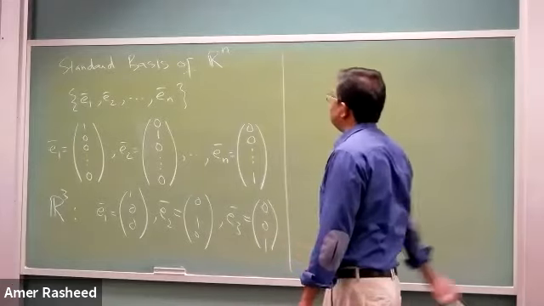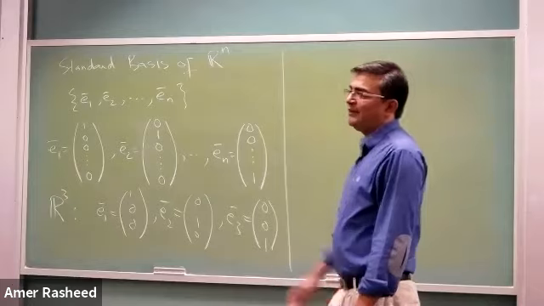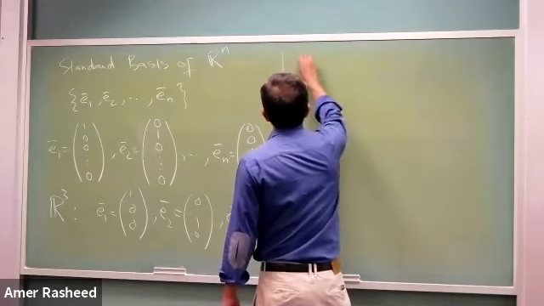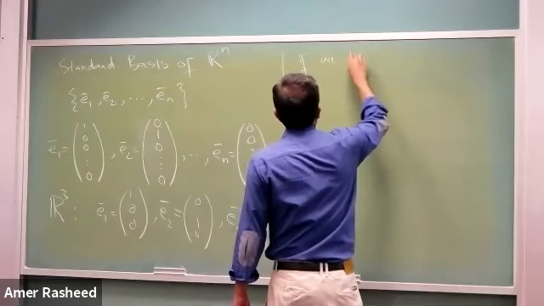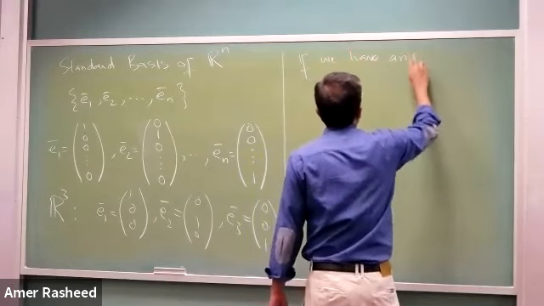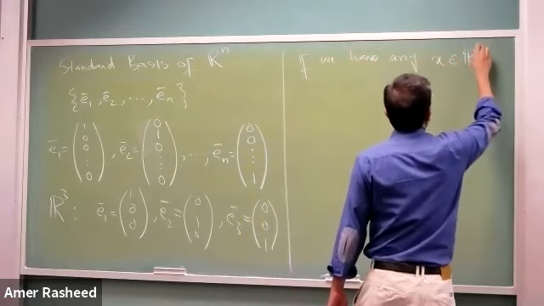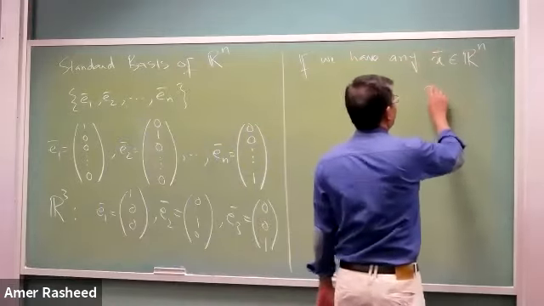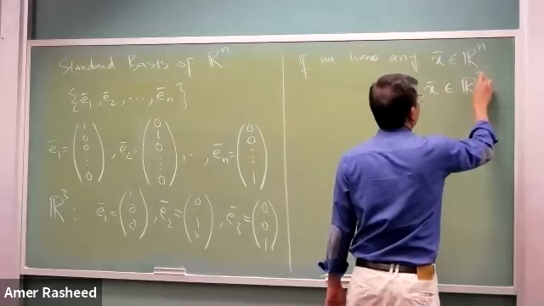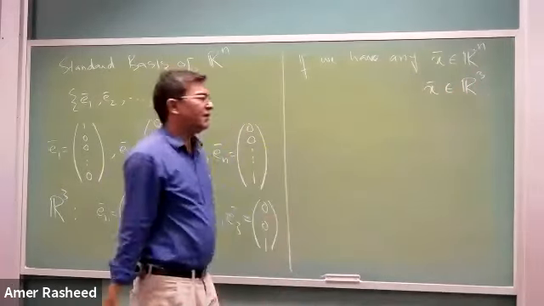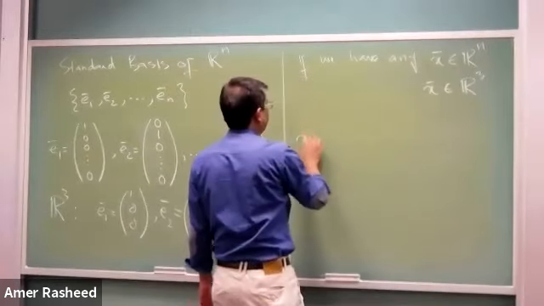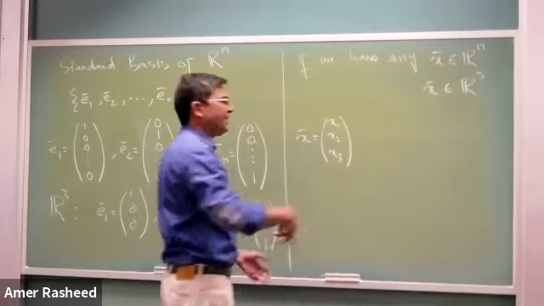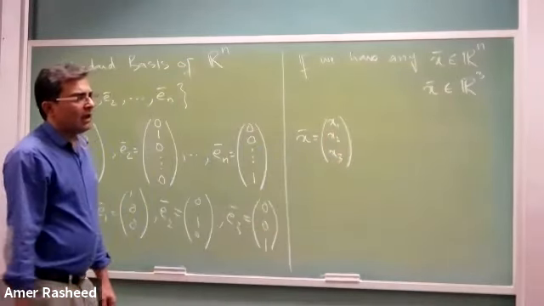Any element in Rn can be written as a linear combination of its standard bases. How do we write it? For example, if we have any x belonging to Rn, x is a vector in Rn. For simplicity, let's suppose that x belongs to R cube, and we can generalize it. If x belongs to R cube, then how can x be written? It has 3 components, x1, x2, x3, or x, y, z.